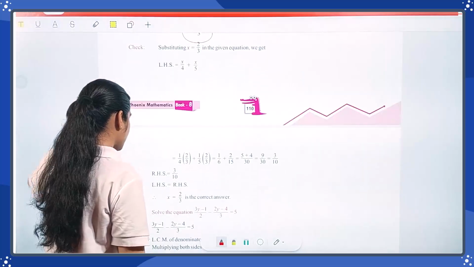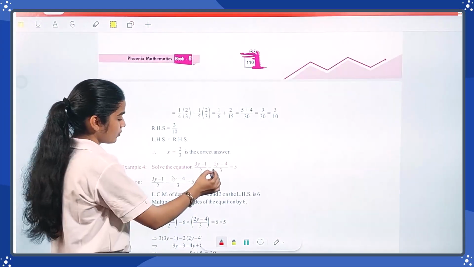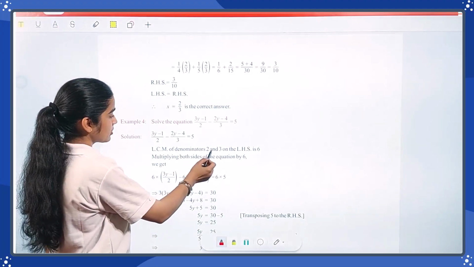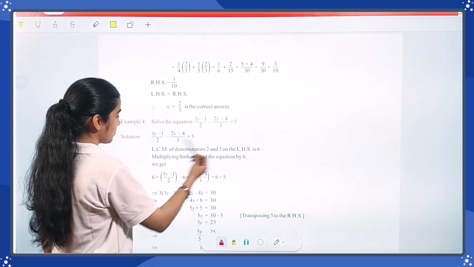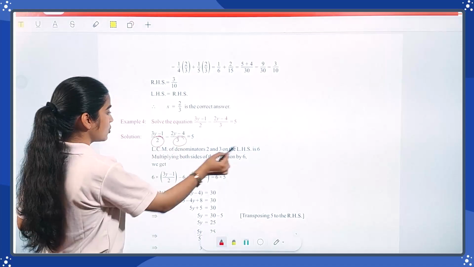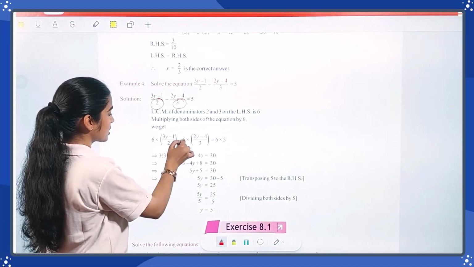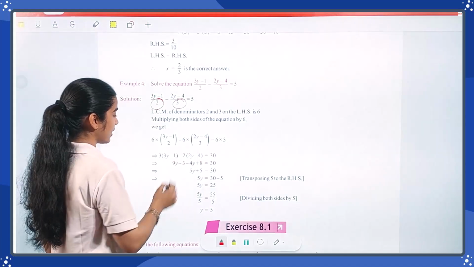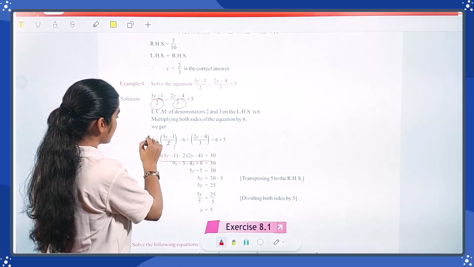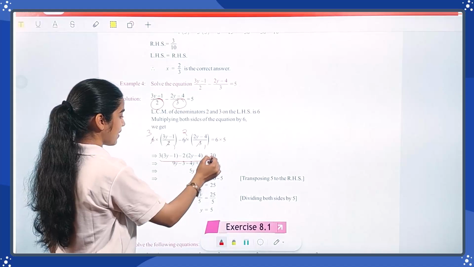Okay, next, solve this equation. Now what you have to do is cross multiply it. The LCM of the denominators 2 and 3 on the LHS is 6. Multiply both the sides of the equation by 6. When you take the LCM of 2 and 3, you will get 6. Now multiply both the sides. So 6 multiplied by this number, 6 multiplied by this, and 6 multiplied by 5. After that, you have these numbers, because 2 ones are 2, 2 threes are 6, 3 ones are 3, 3 twos are 6, and 6 multiplied by 5 is 30.